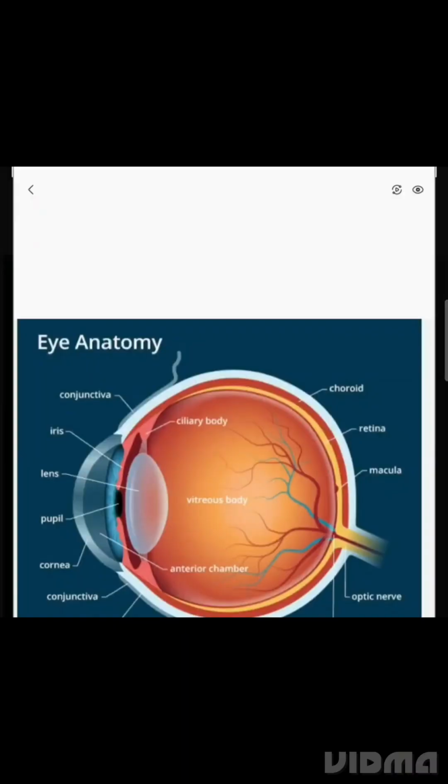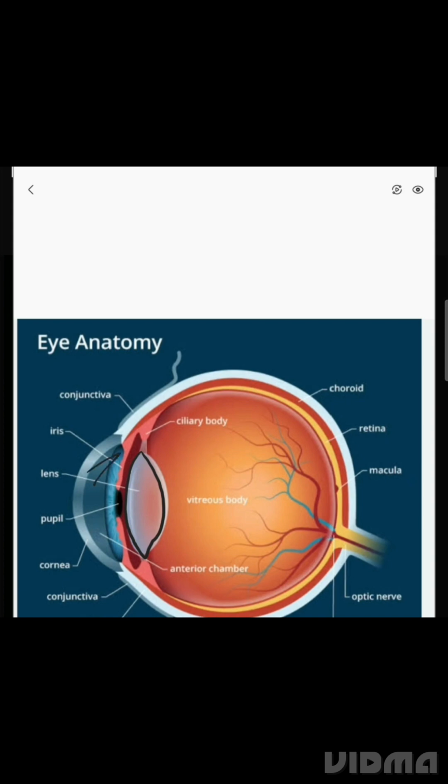Now, some people get confused about which is the anterior segment and which is the anterior chamber. For that, let's have a look at the image. It's very simple. See, this is the lens, okay? And the lens divides the eyeball into two parts. The part that is in front is called the anterior segment, and the whole part behind is called the posterior segment.